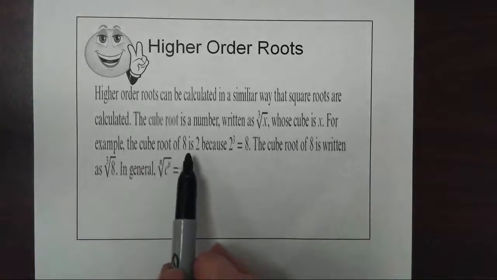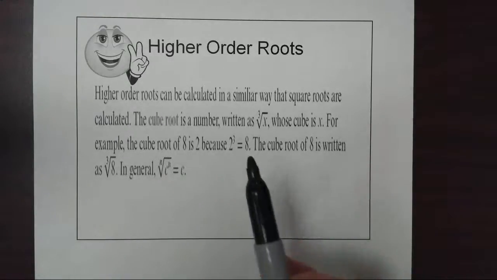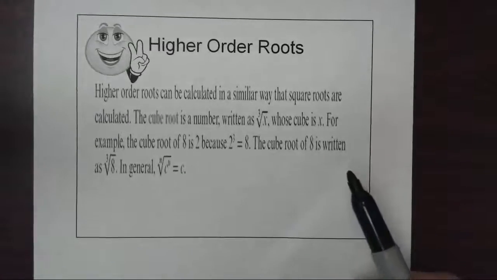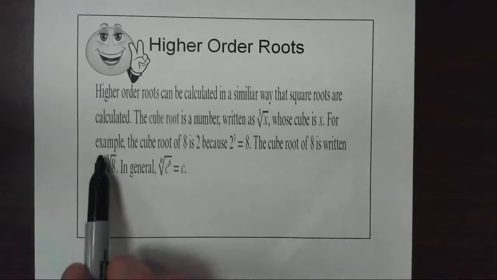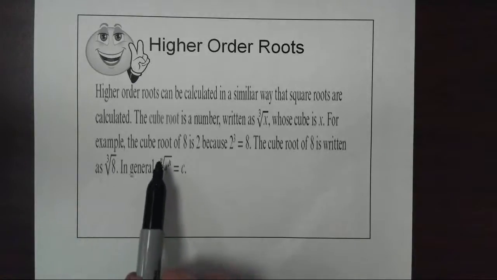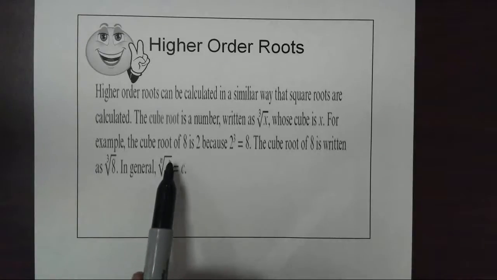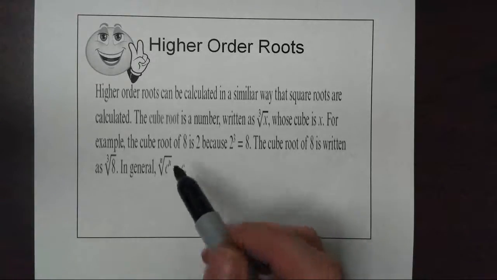For example, the cubed root of 8 is 2 because 2 to the third power is 8. The cubed root of 8 is written like this. So we have a 3 in the little hook, and then our radical, and then 8. Now, in general, if the number in the hook and the exponent inside match, you can cancel those out, and you just end up with the number under the radical with the power.